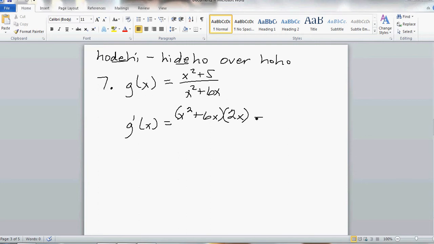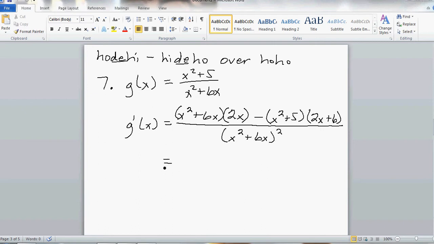Minus high. Well, high is x squared plus 5. D ho. D ho is the derivative of the denominator. Well, the derivative of the denominator would be 2x plus 6 over ho ho. Well, that means low, which means denominator squared. So I'm just going to take x squared plus 6x, the quantity squared.